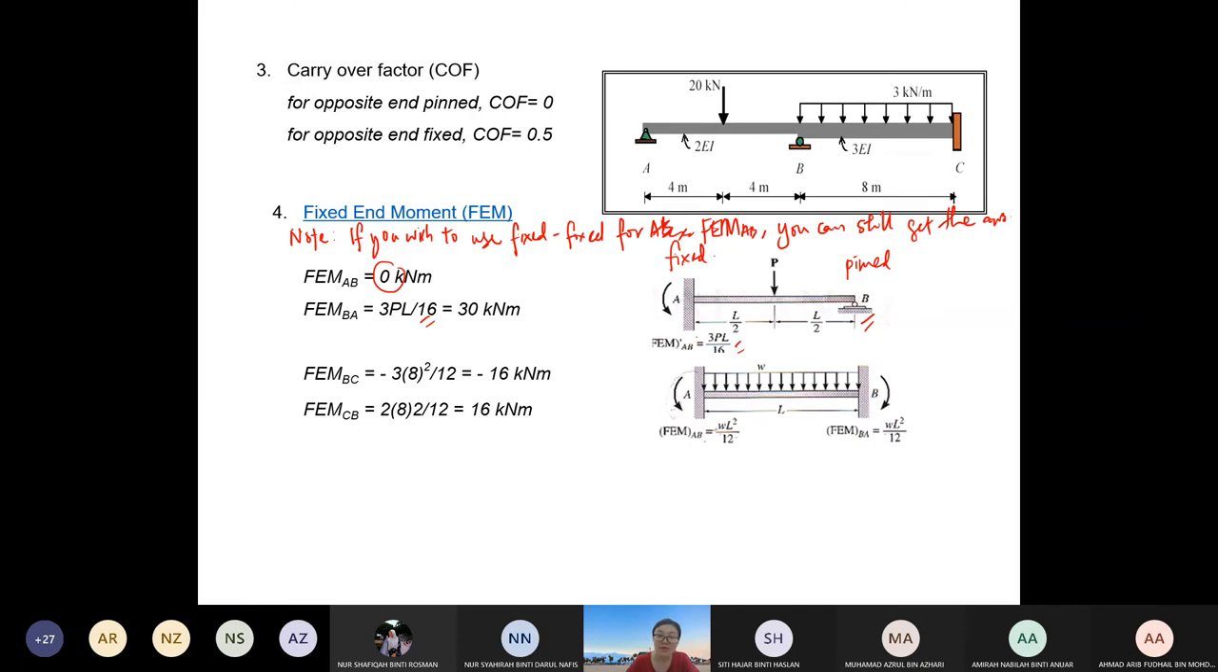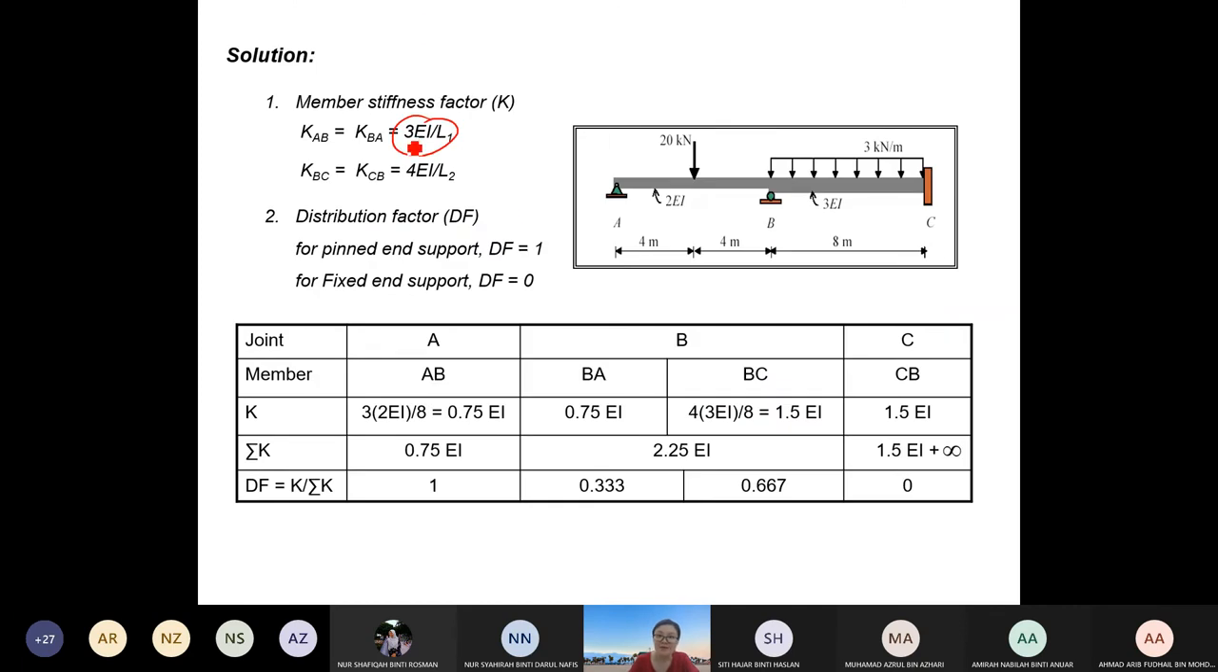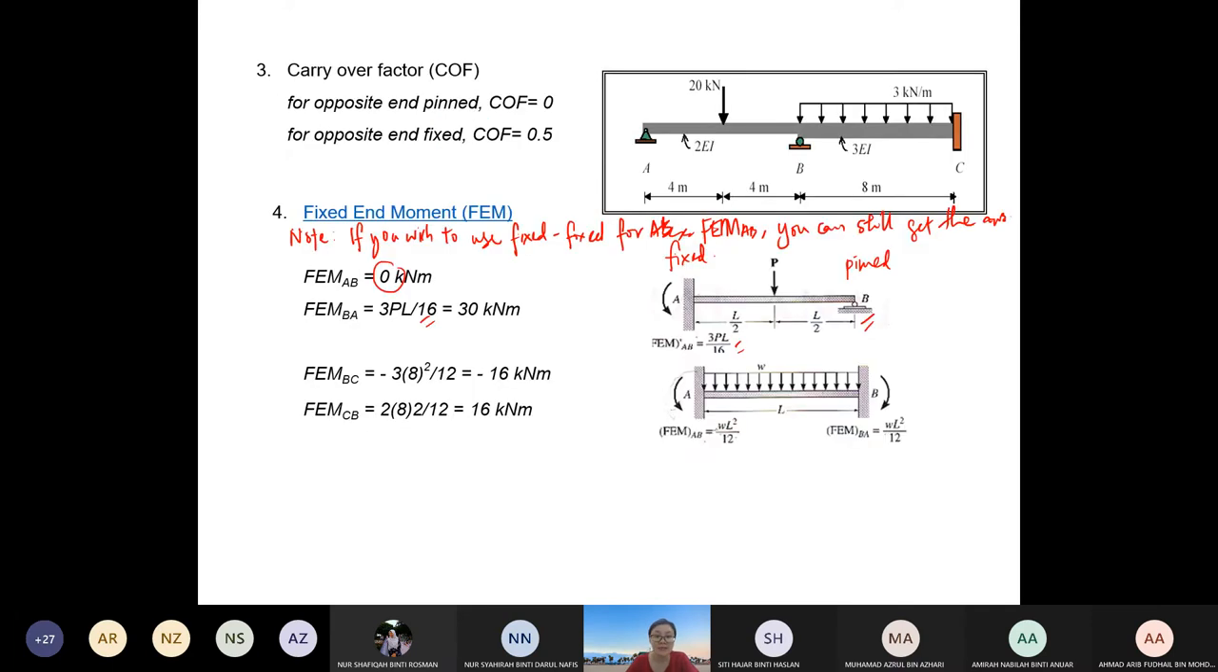But if you want to use the fixed condition, 4EI over L, here for BA? No, not okay. So it is very strict here. Then the carry over factor also cannot. If this is pin, the carry over arrow shall not go to A because it is pin, but it will go to the fixed end. So this will be the arrow. The carry over will not carry over moments from B to A because A is pin. Very strict as well here. Be careful.